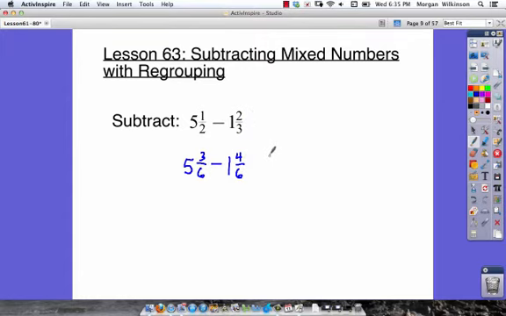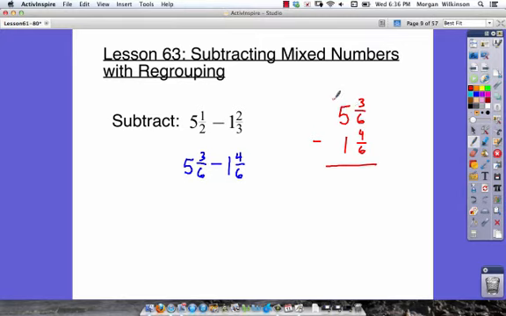We're writing equivalent fractions. Now if we're going to subtract these, let's line them up vertically. So we're going to get 5 and 3/6 minus 1 and 4/6. When we go ahead and do this, the 5 minus 1, that would be easy, that would be a 4. But when we look at the fraction numerator, 3 minus 4, well, that's going to be a difficult one because that turns out to be a negative number.